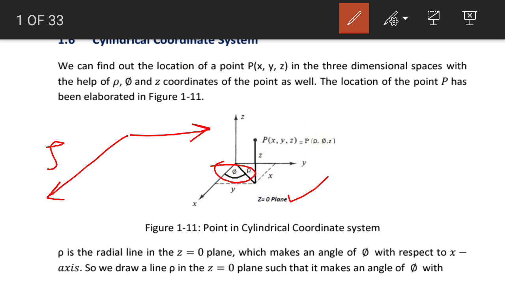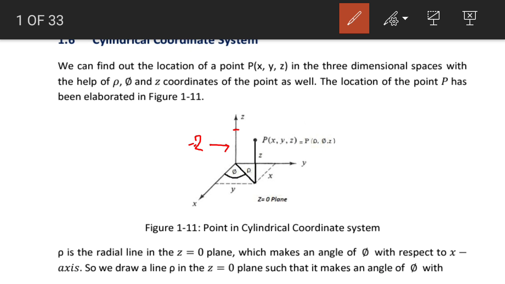Now, if we look at the diagram, let's say this is the z coordinate of the point under observation. I am talking about this coordinate. And this line represents rho as well. Let me draw this point once again. I am talking about this line, so this line represents rho as well. Anyhow, this is how we draw the same point in the cylindrical coordinate system.